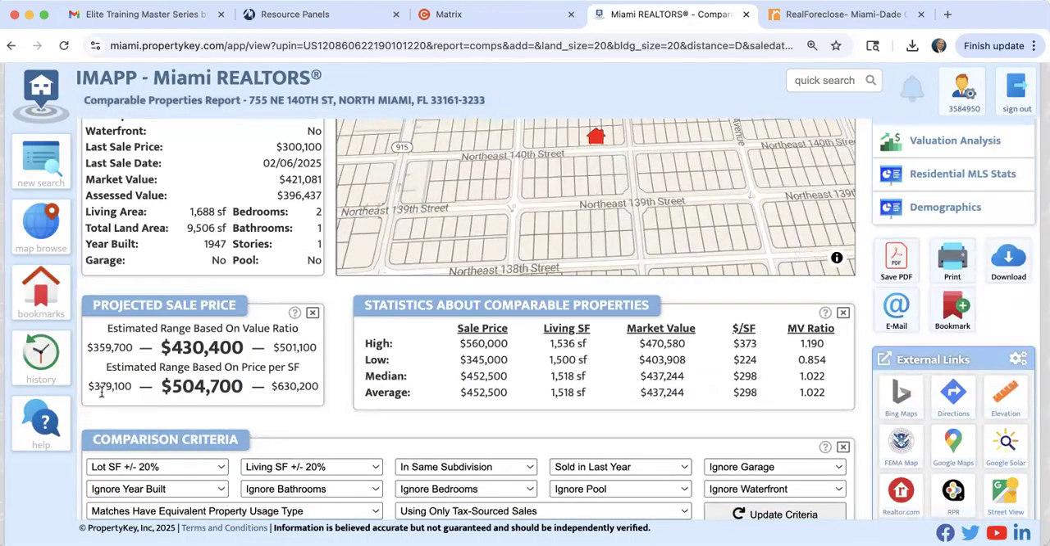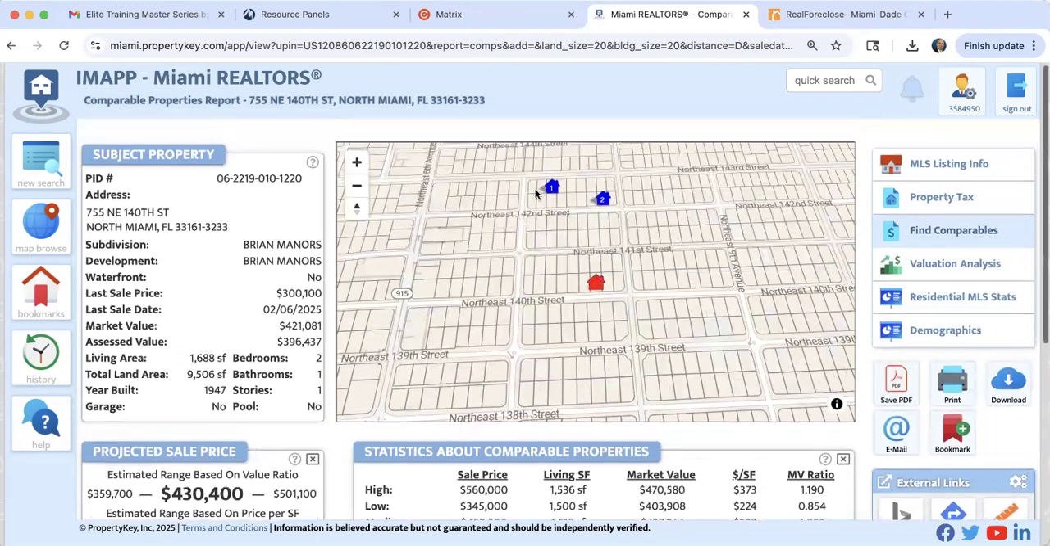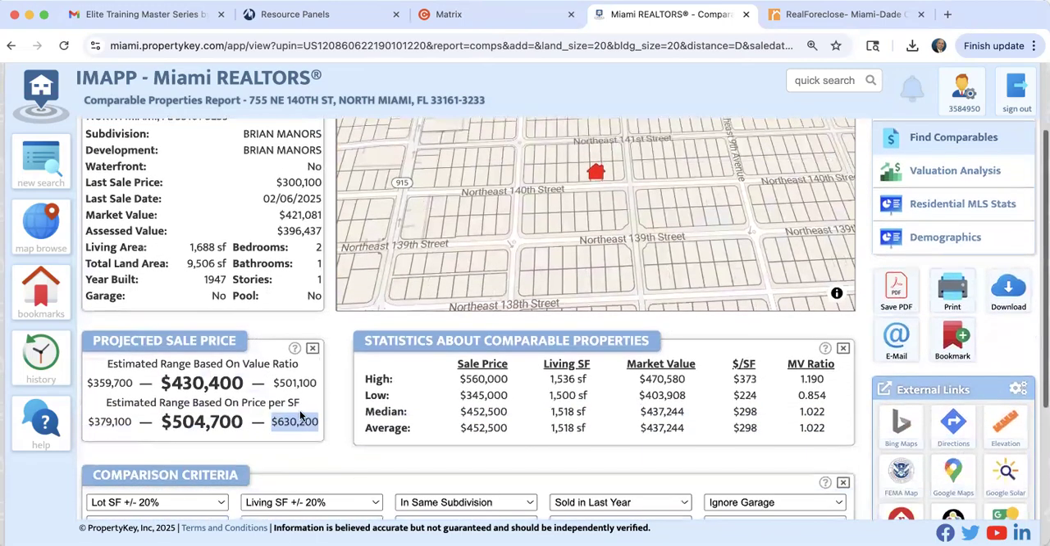So now we're looking at 379, 504 being the average, and 630 being the highest. So within the same subdivision, there are two comps right here. 630 being the highest. Once again, you're buying it at 399, probably a little lower than that. I still think that this is a good deal. All right. Run the numbers.